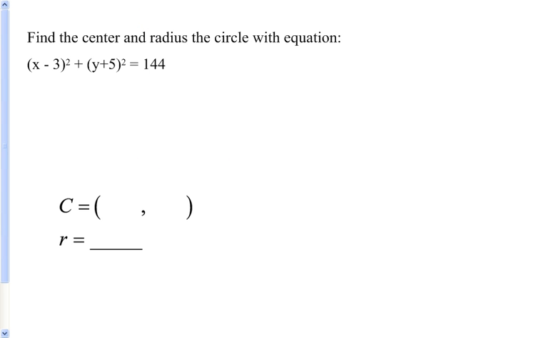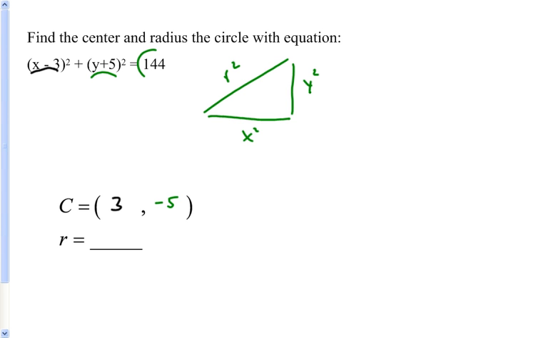Find the center and the radius of the circle with this equation. Now the center is a distance of 0, so I have to figure out what value of x makes minus 3 be 0, and that's a positive 3. What value of y makes plus 5 be 0, and that's a minus 5. And from the Pythagorean theorem, the x squared plus the y squared equals the radius squared. So if the radius squared is 144, then the radius is 12. Let's do that again.